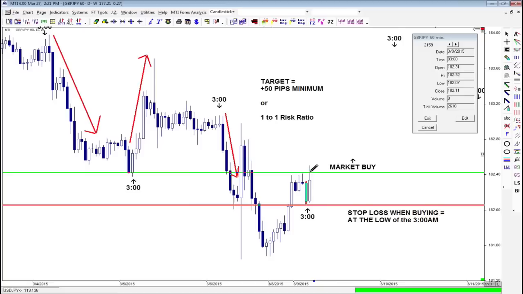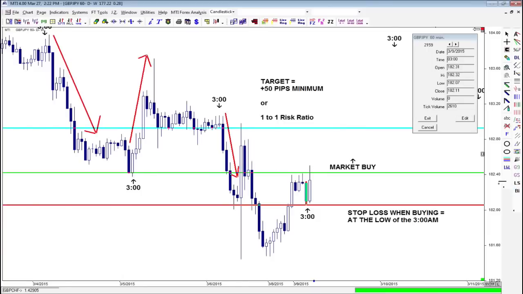Now, with a 1-to-1 risk ratio, that means we would be going after 36 pips. However, our minimum is 50 pips, so we're now going to set our target at 50 pips. Simply come in here, and our target that we're going after is going to be right about there. So 182.92.